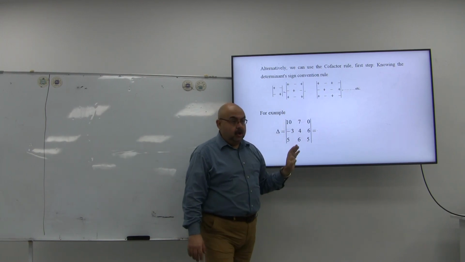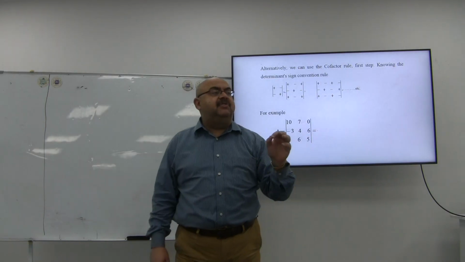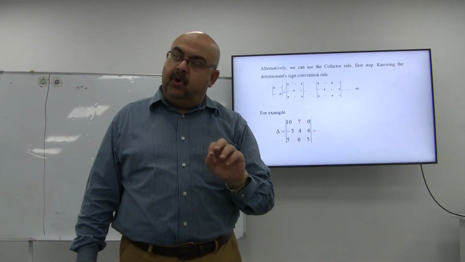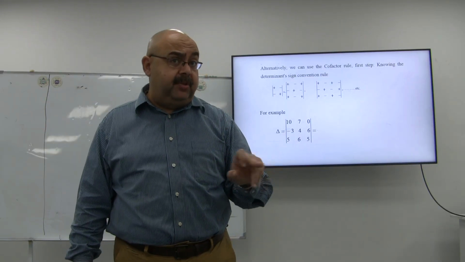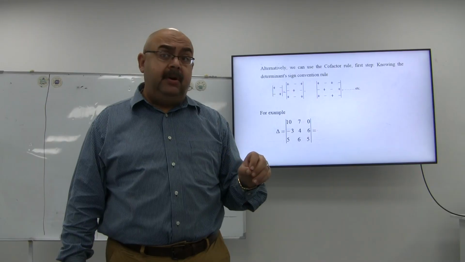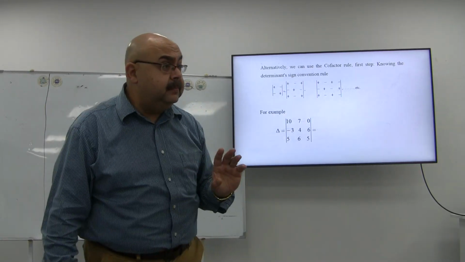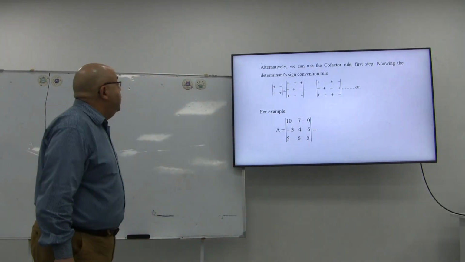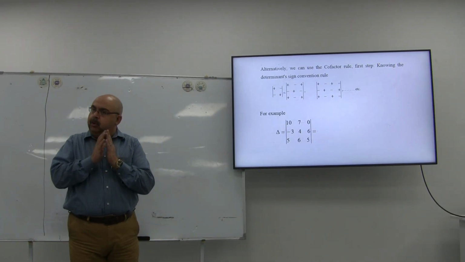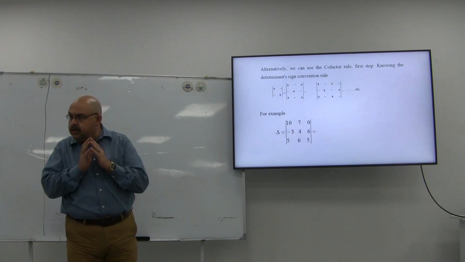If the sum of i and j is an even number, the sign is positive. If the sum of i and j, the row number and the column number, is an odd number, the sign will be negative. Very simple. Okay. I will choose any row, any column, but just keep in mind the sign rule.